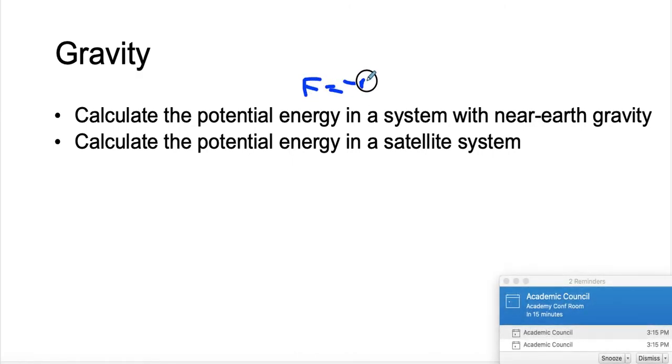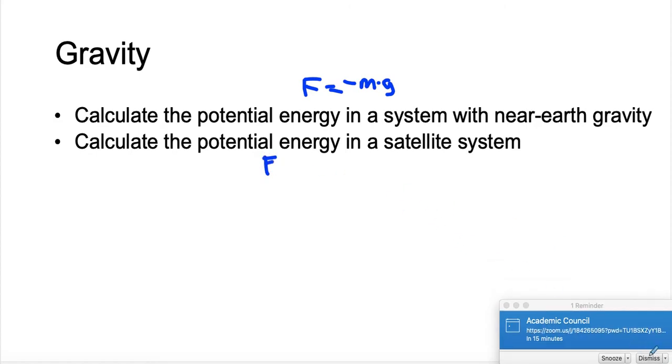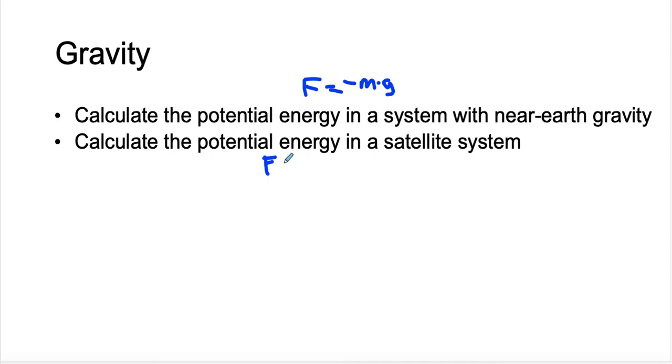Now, in the AP Physics curriculum, it says that we should also be able to do it for a satellite system or a moon system where you're far away. In that case, your force is going to be given by a different function, which is using universal gravity, which is G m1 m2 over r squared. We have not talked about this, and I would be very surprised if they use that, but it does say that it's a potential to be used.